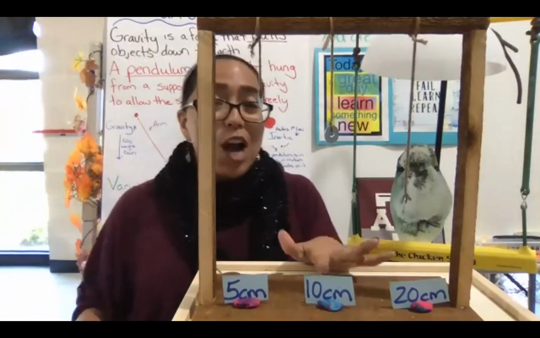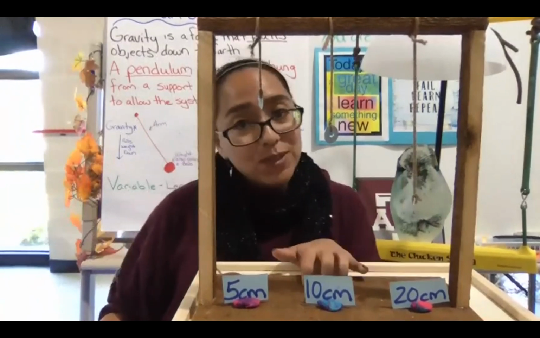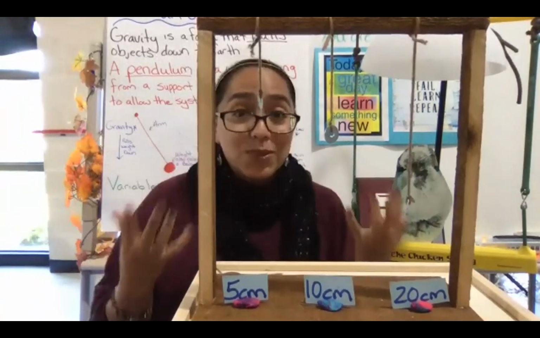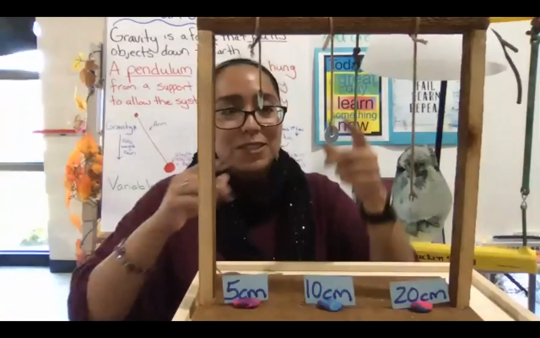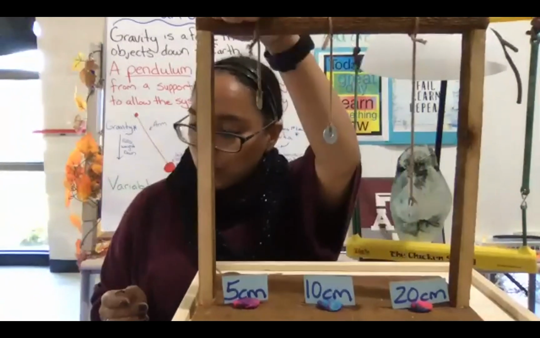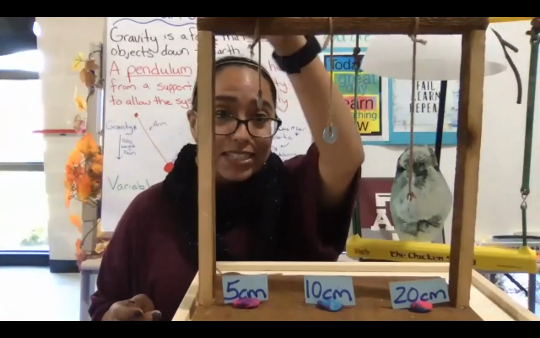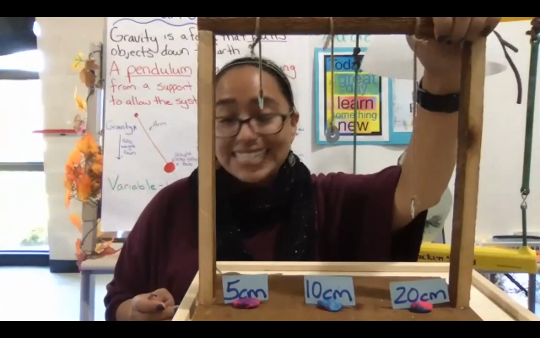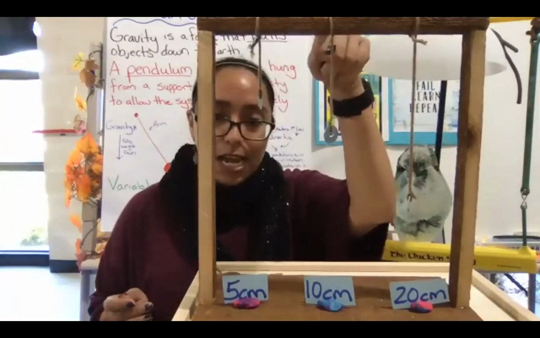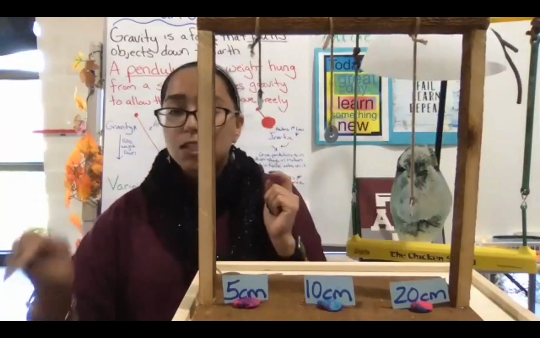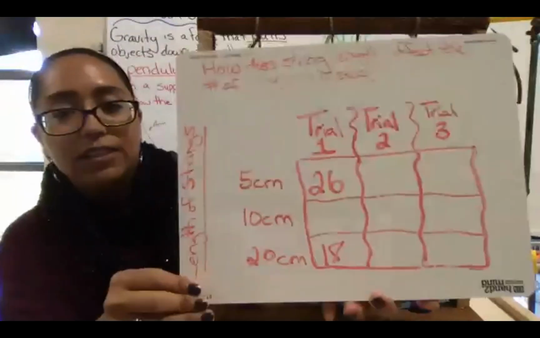Now, to save time, we're not going to do the little middle one, but if you were going to do this experiment, without doing the experiment, what would your hypothesis be? So if this one swaying 26 swings, this one swaying 18 times, how many times do you think the middle one would swing? So I put our data in a little chart that looks like this.